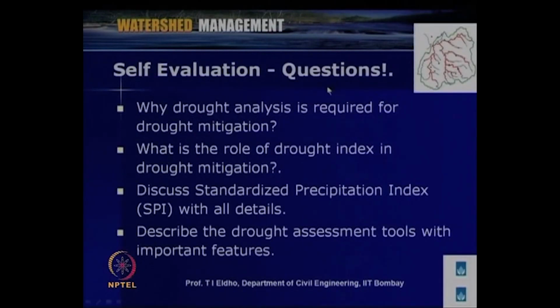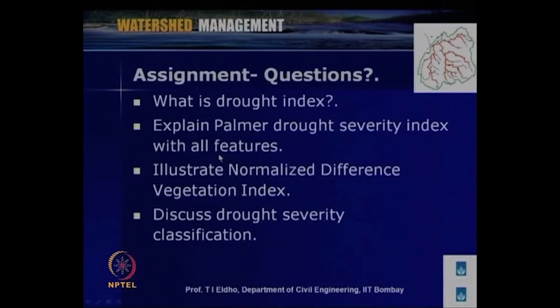Then some self evaluation questions: why is drought analysis required for drought mitigation, what is the role of drought index in drought mitigation, discuss the standardized precipitation index with all details, then describe the drought assessment tools with important features. And then a few more assignment questions: what is a drought index, explain the Palmer drought severity index with all features, illustrate the normalized difference vegetation index, discuss drought severity classifications.